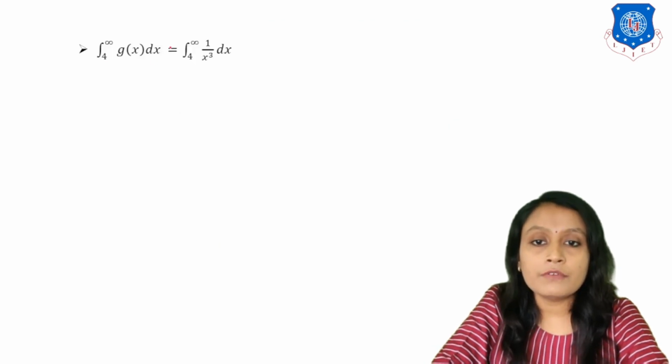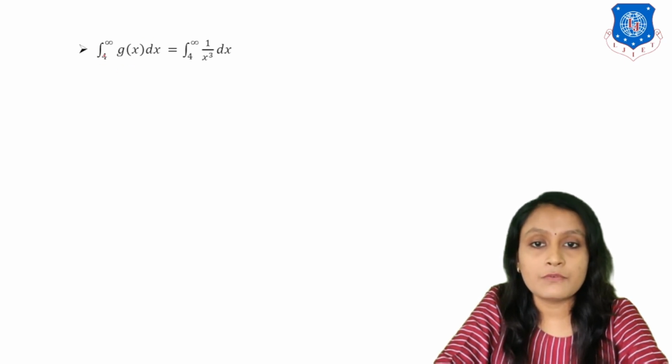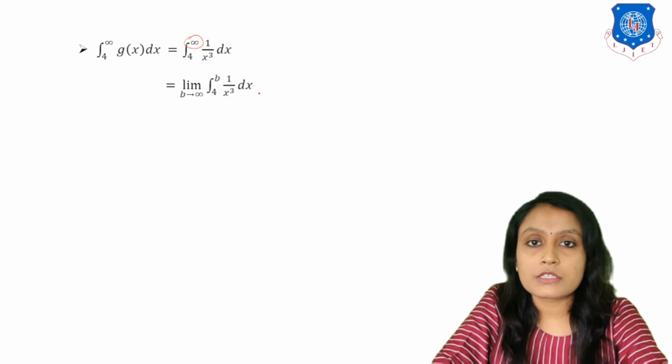So we will find this integration from 4 to infinity of g(x) dx. If this integration is convergent, then the given integral will be convergent, or if this is divergent, then the given integral will be divergent. So let's solve this integral, 4 to infinity of g(x) dx. Now the function g(x) is 1 upon x cube. Again, this is an improper integral of type 1. So we will suppose this as b. So you will get limit b tends to infinity, integration from 4 to b of 1 upon x cube dx.